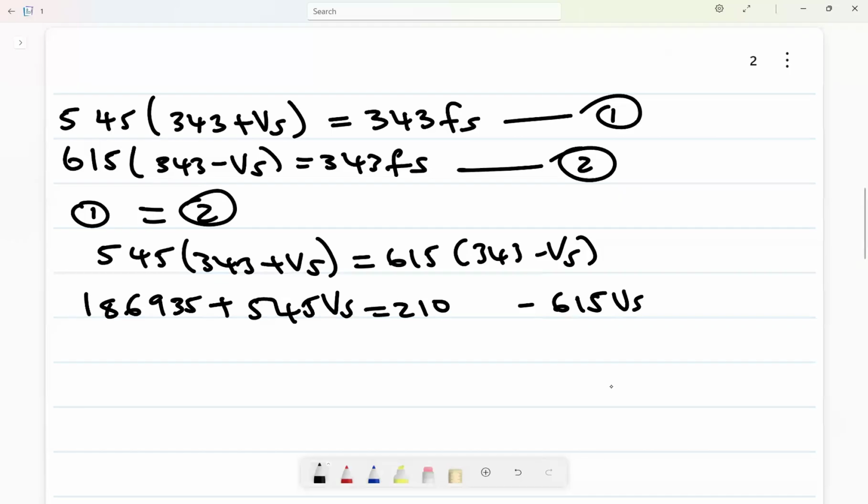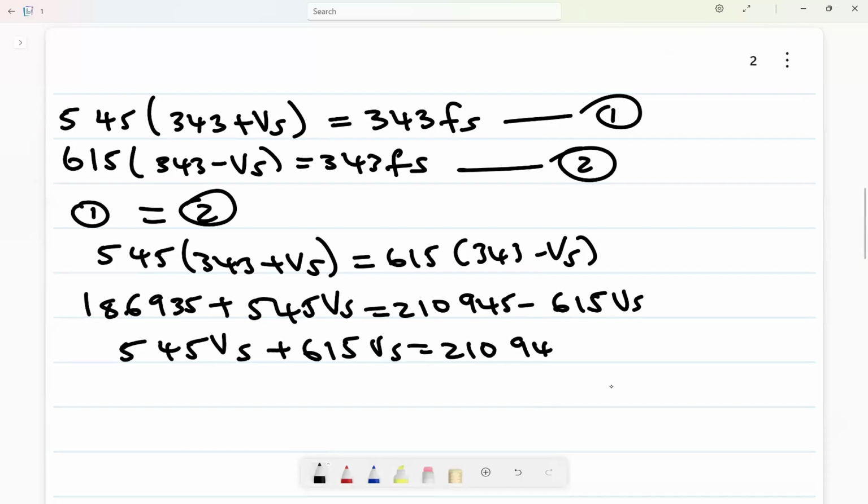210,945, like that. Then I take Vs to the other side, it's going to be 545 Vs plus 615 Vs is equal to 210,945 minus 186,935. Then here I get Vs. I will do the mathematics: the answer is 210,945 minus 186,935. Then you divide by 545.